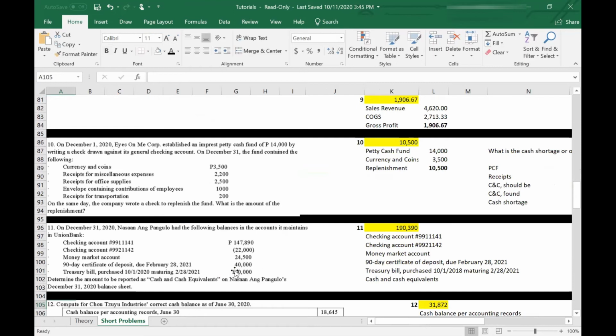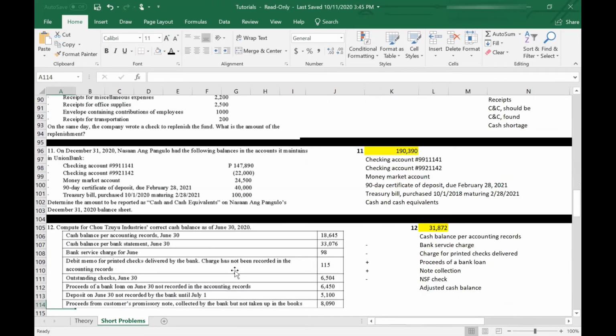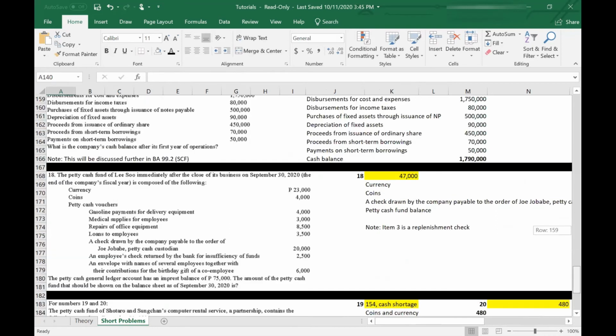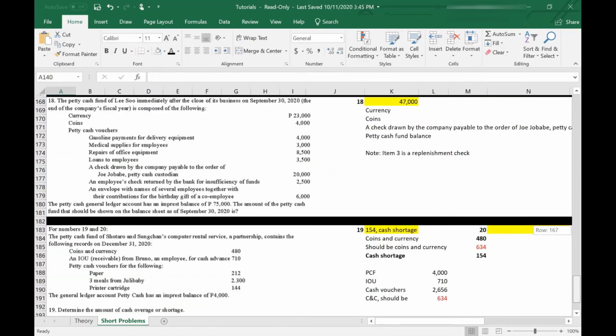So we're done with inventory. We have, I think, 20 items remaining for cash.